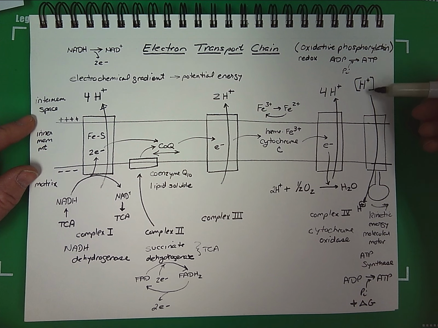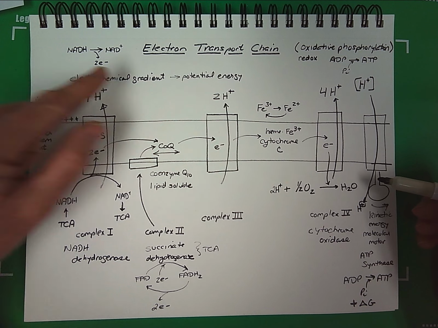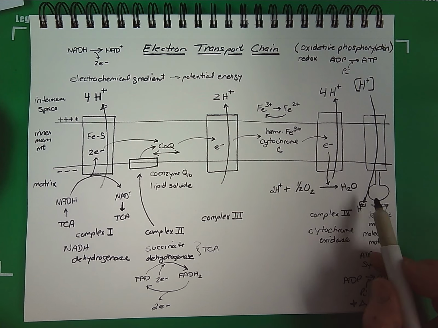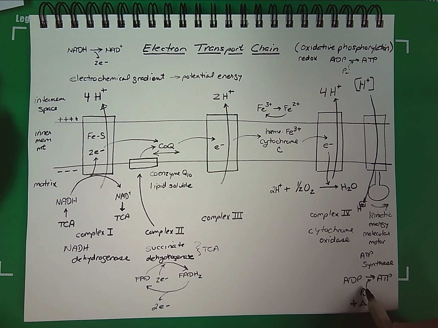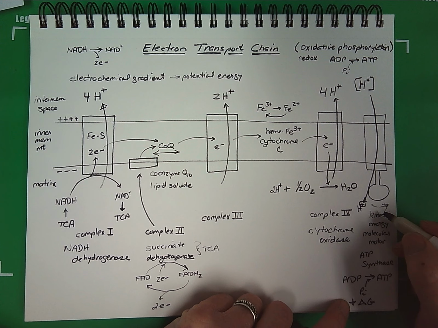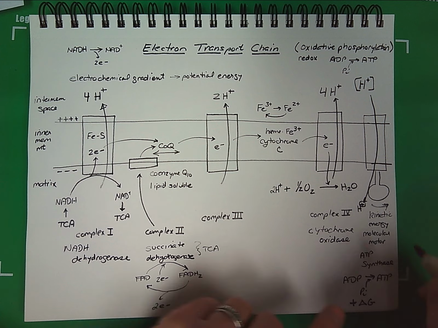So the dissipation of this proton gradient, we are releasing potential energy, converting it into kinetic energy, and the spinning of this molecular motor is going to generate the energy to put into this creation of this high energy bond to make ATP. So that will take the unfavorable reaction and make it a favorable reaction.